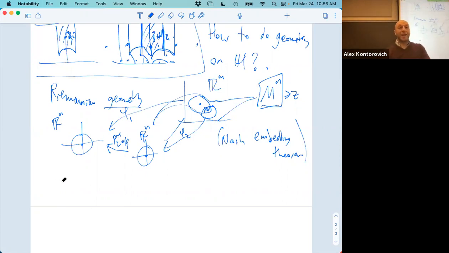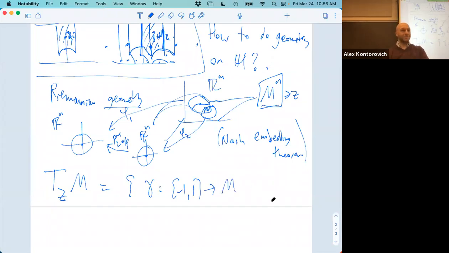So we need to look at the tangent space. If I have a point Z in my manifold, I can look at the tangent space to my manifold. I'll just call it TZM. The tangent space to a manifold is, you look at curves. So I want to look at the set of curves, functions from, let's say, -1, 1 to the manifold, such that gamma of 0 is my point Z.